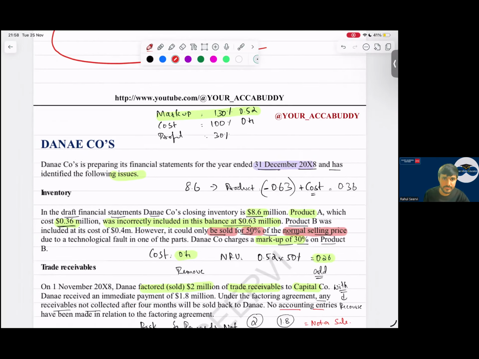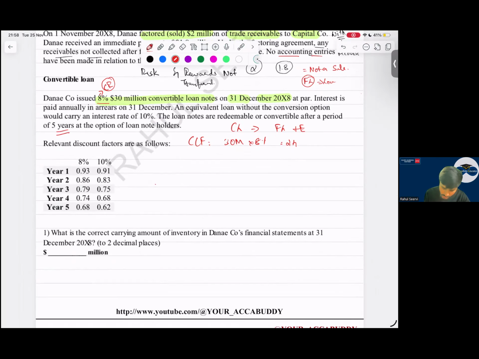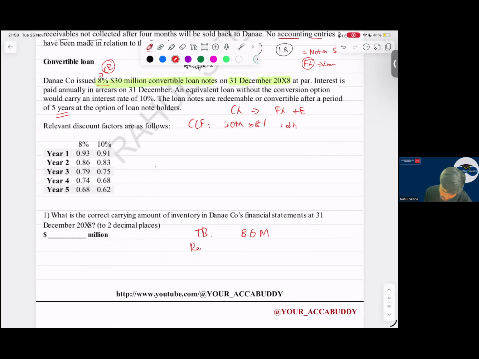See here now. The closing inventory value in the trial balance was 8.6 million. If you remember, 8.6 million. Now from this 8.6 million, what will I do? We will remove the incorrect part, which is recorded at 0.63. I will remove 0.63 million and add the original value, that is cost, the correct value of 0.36 million.